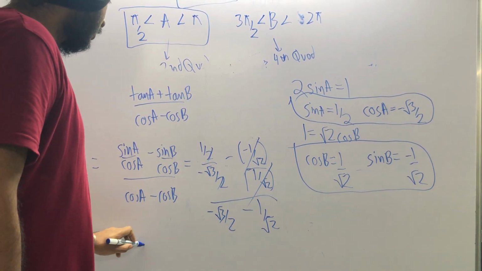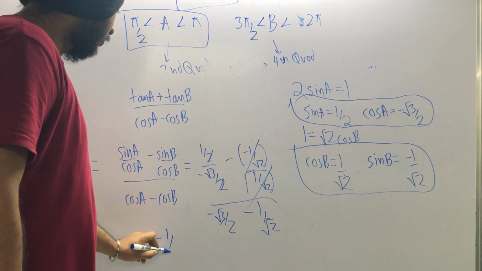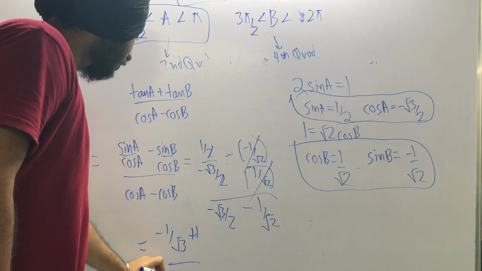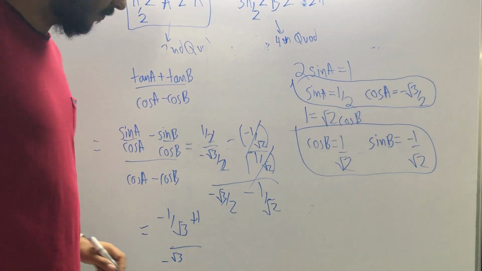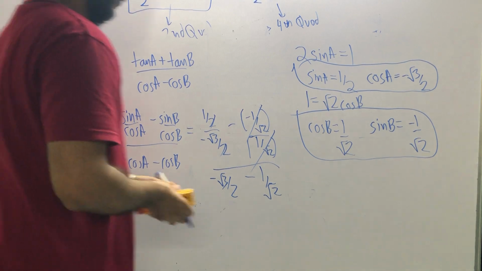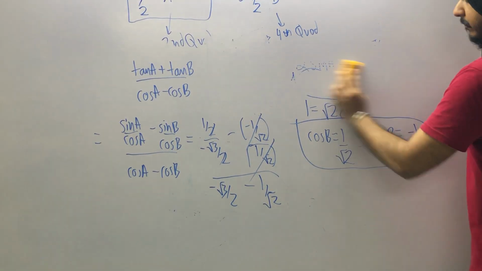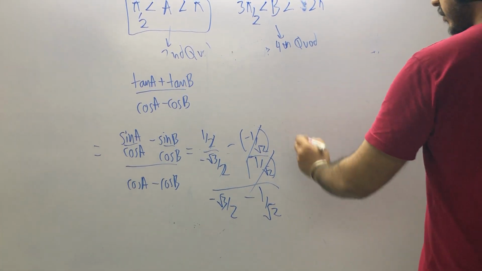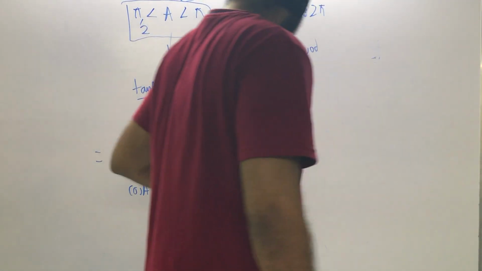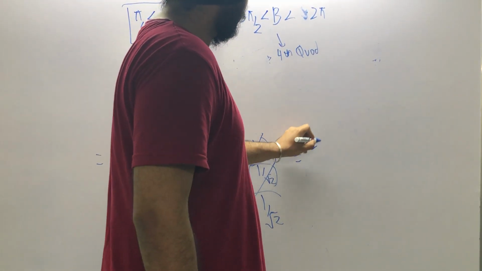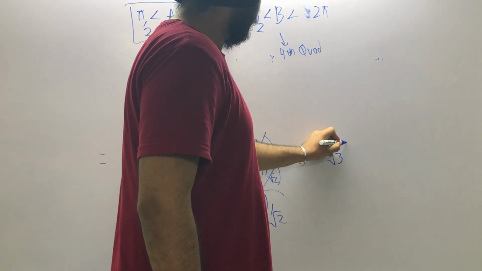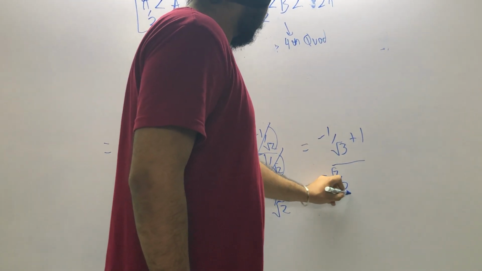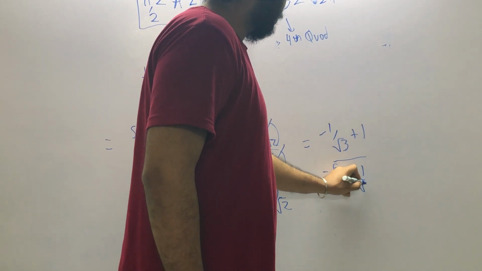Okay, so this will become minus 1 by root 3 plus 1 upon minus root 3 by 2. I think this might not be visible. I will write it here. So this was what we are writing here. This is minus 1 by root 3 plus 1 upon minus root 3 by 2 minus 1 by root 2.